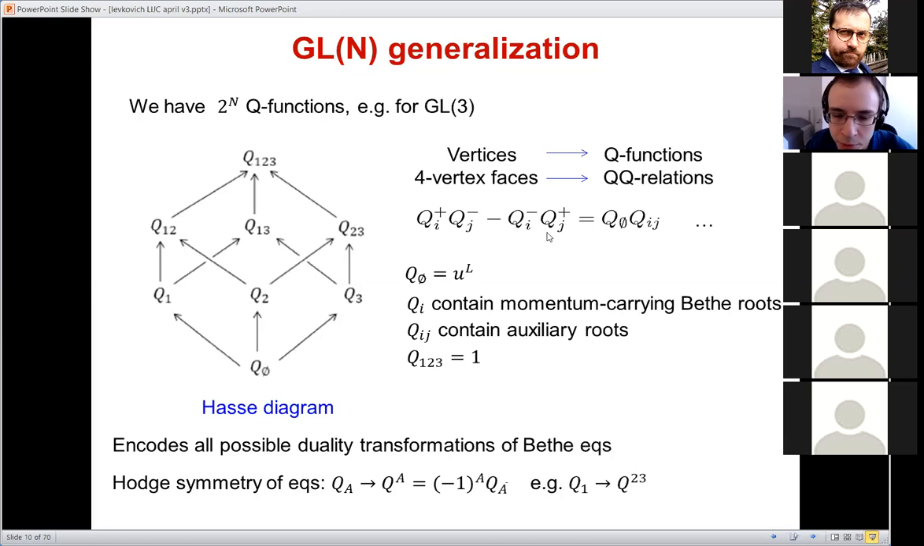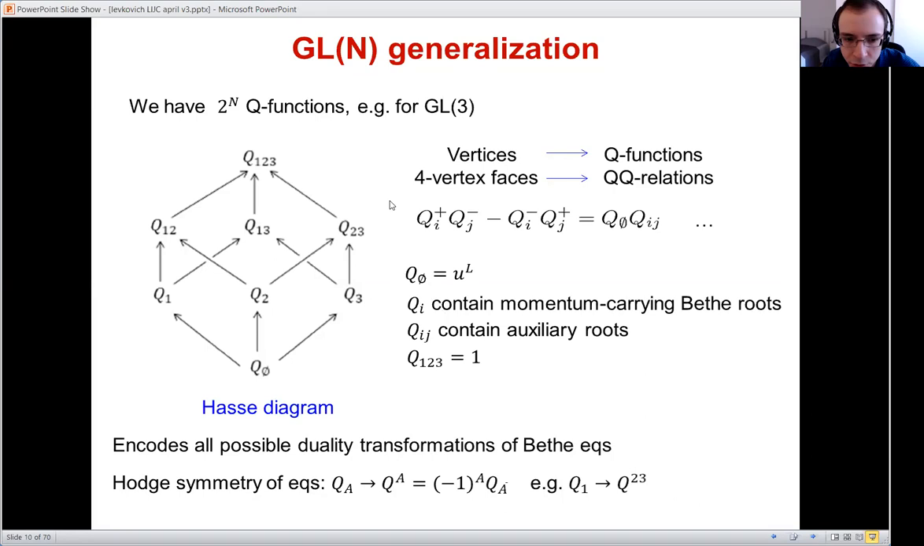This construction generalizes to any representation of GLN, and more or less it is exactly the same, up to some boundary conditions. What's the reality condition on these? All the conditions that specify your model come into the construction as boundary conditions on some of the Q functions. For instance, here we fix u to the L, and here we fix this to 1. And this tells me that I'm actually in a spin chain in the fundamental representation.